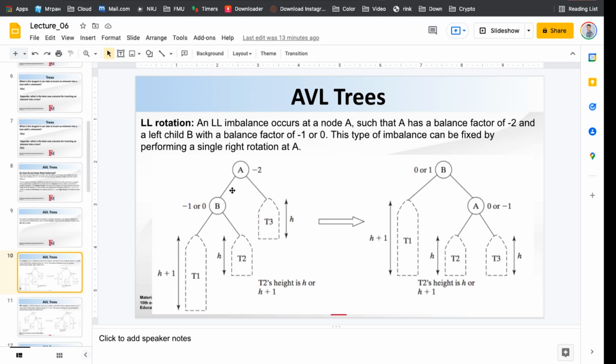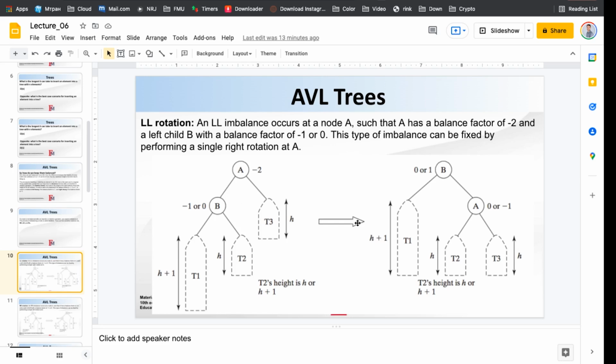So an LL imbalance occurs at a node A such that it has a balance factor of negative 2, and the left child B has a balance factor of negative 1 or 0. This type of imbalance can be fixed by performing a single right rotation. The whole idea is that we need to go from here to over here. How to do that? I look at the book and at how they explain it. I don't think it's honestly that easy to follow, so I'm going to give my alternative version of how to do that.